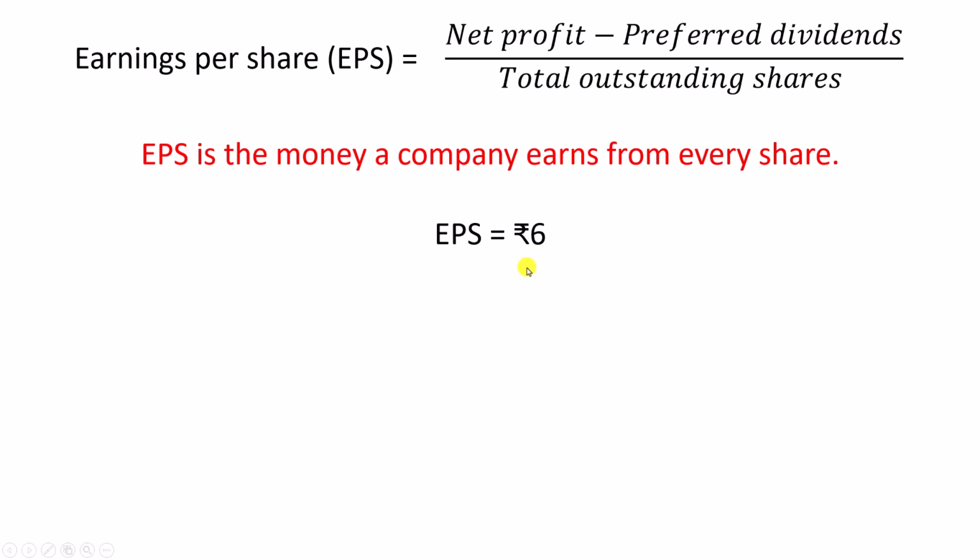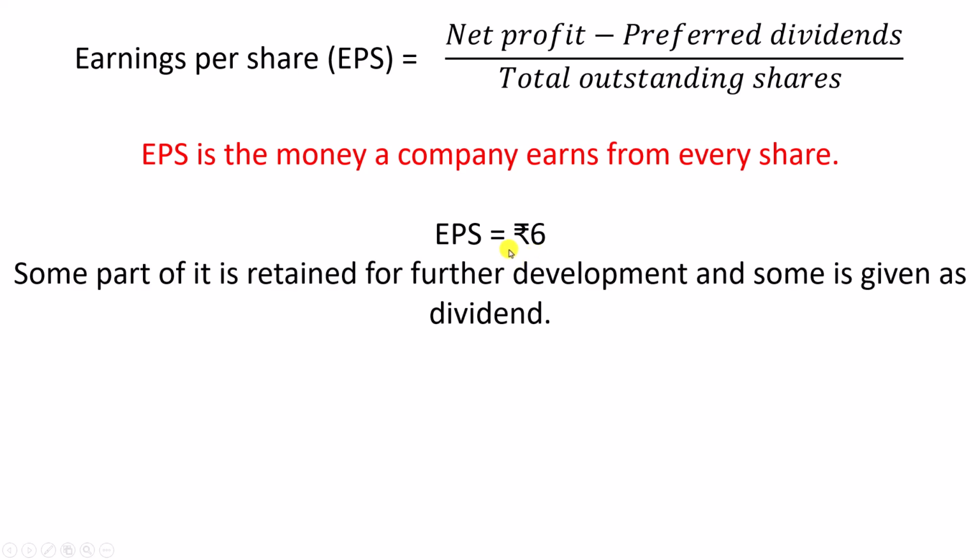Now, what does the company do from the EPS? Some part of the EPS is retained for further development. The company has to reinvest the money in itself so that it can grow. Correct? We know about this. So, some part of this is retained for further development, and some part of it is given as dividend to the shareholders.